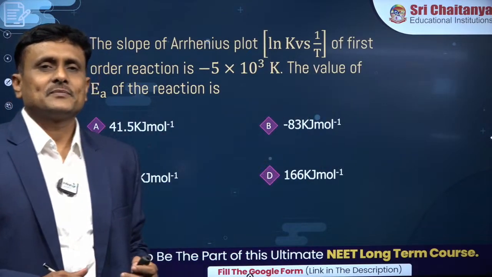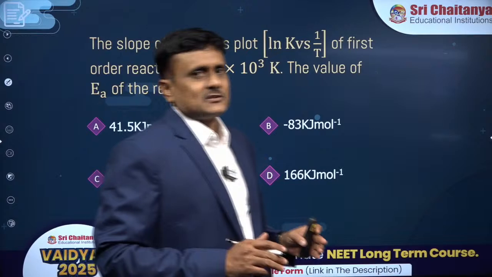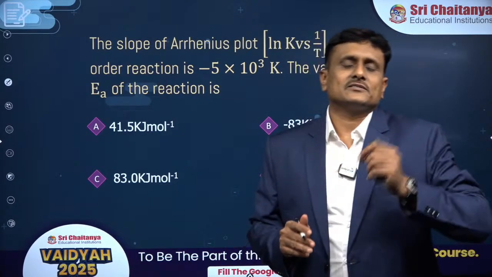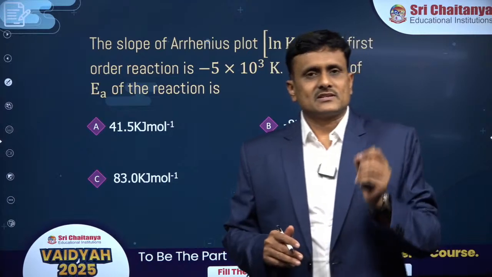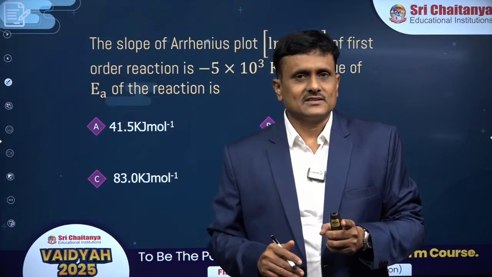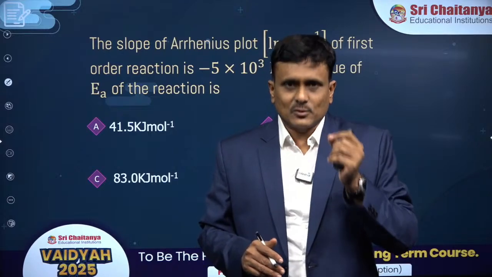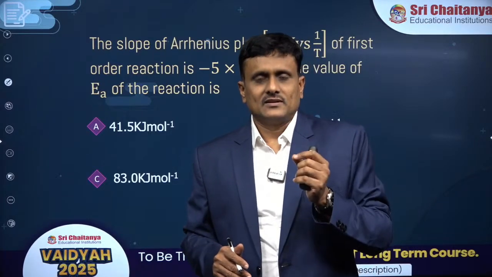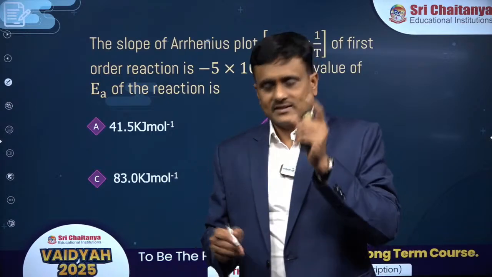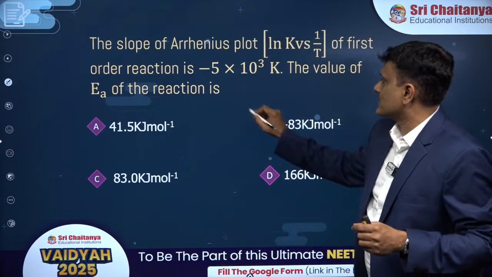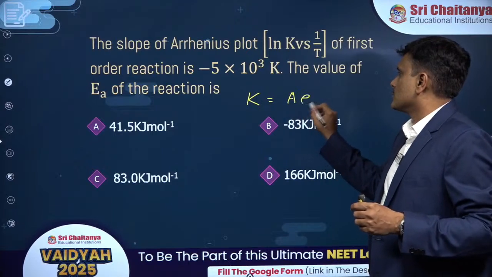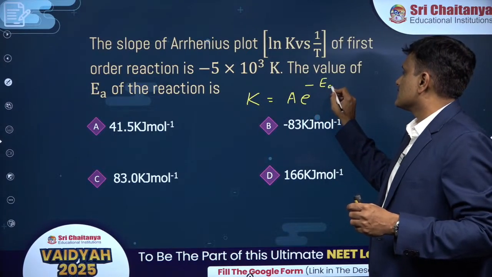Now listen to me, the first question is from chemical kinetics, your favorite, our favorite, Arrhenius theory. If you remember, yesterday also we had discussed one very beautiful question about the activation energy, and today the question is about the slope of the Arrhenius equation. Let me give you some inputs related to the Arrhenius equation. When you take the Arrhenius equation, it is written as K equals A e to the power minus Ea by RT.